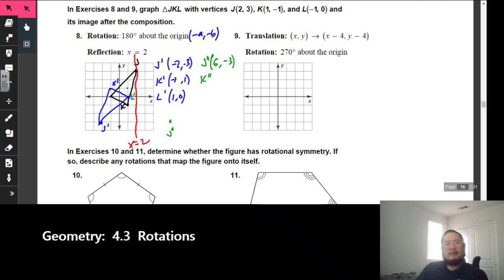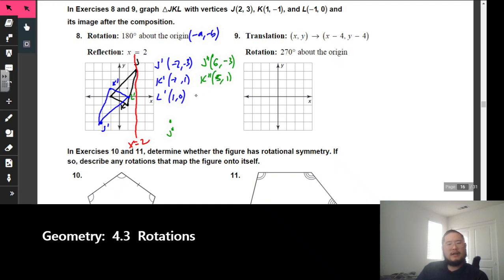Then we have K double prime. So where's point K? We have it at negative 1, 1. It's up here. So that is 1, 2, 3 units to the left. It'll be 1, 2, 3 units to the right. So it'll be 2, 3, 4, and 5. So we have 5, comma, 1.